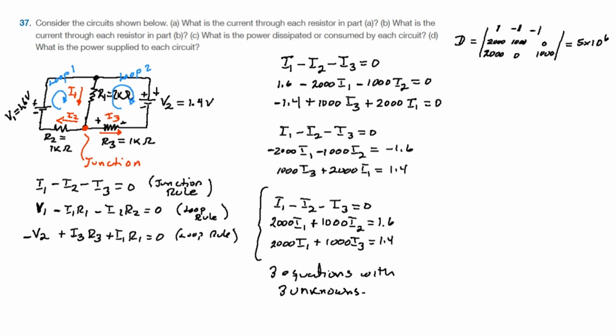Later, you have to calculate the determinant D1. In D1, you change the first column by the numbers to the right of the equal sign, right? So your first column becomes 0, 1.6, and 1.4, and the other two columns stay like that. So -1, -1, 1,000, and 0, 0, and 1,000. When you calculate that determinant, you get 3 times 10 to the third.